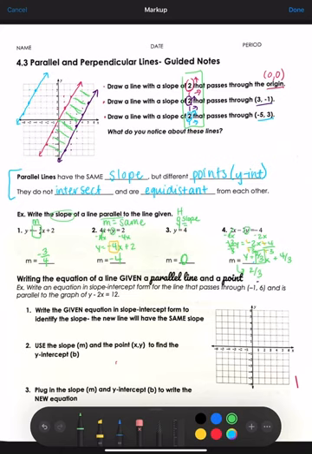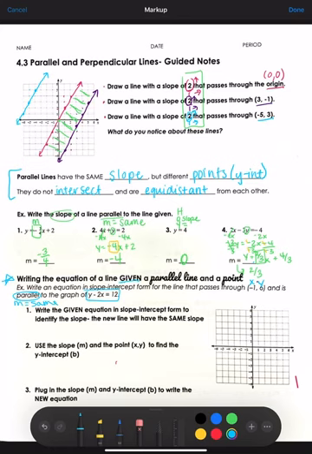All right, so that is a type of question that could be asked, but more often than not, you're going to be asked to do something like this. So you're going to be asked to write the equation of a line given a parallel line and a point. And so here's an example. It says write an equation in slope-intercept form for the line that passes through negative 1, 6, which is our x and y coordinates, and it's parallel to the graph of this line. So parallel means it has the same slope.